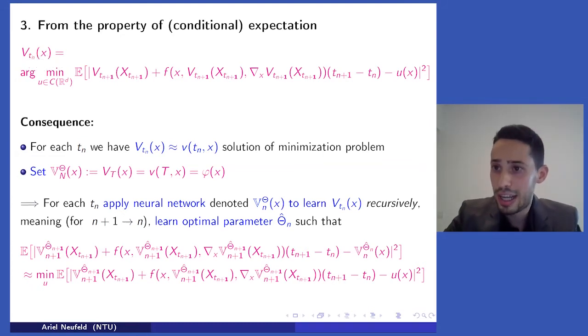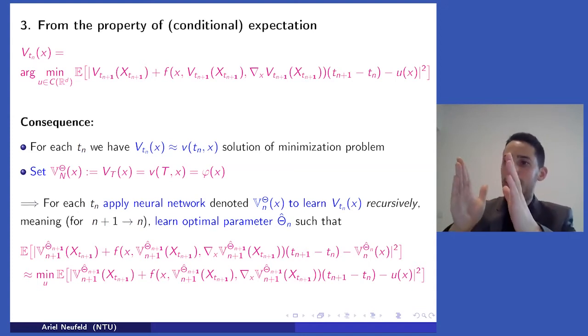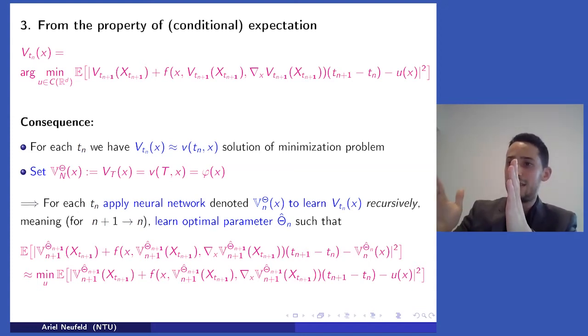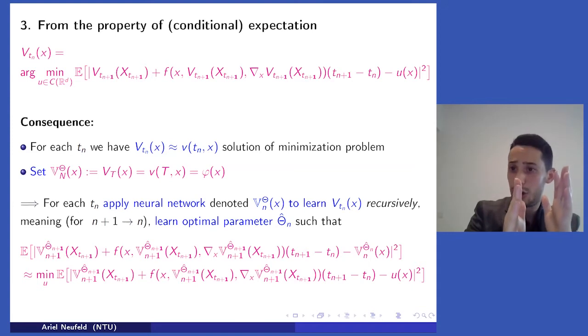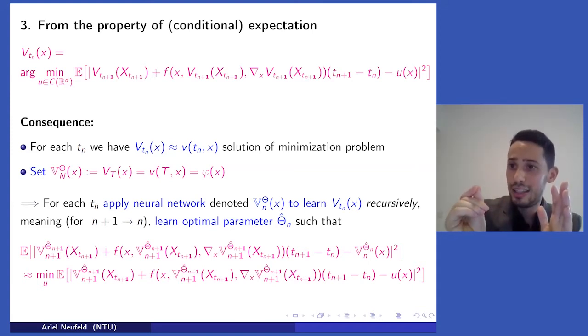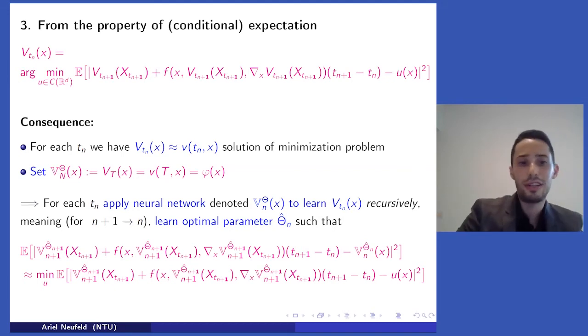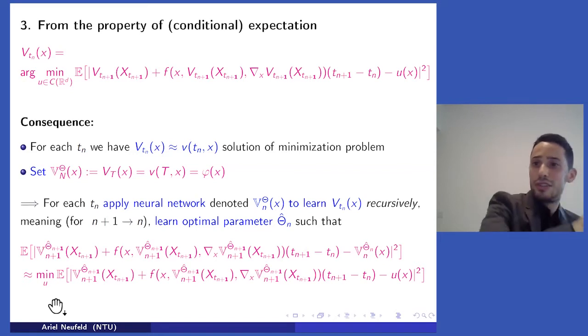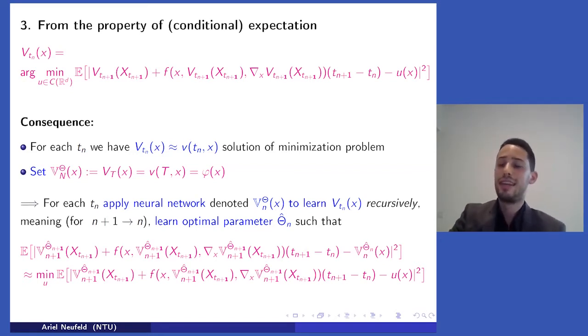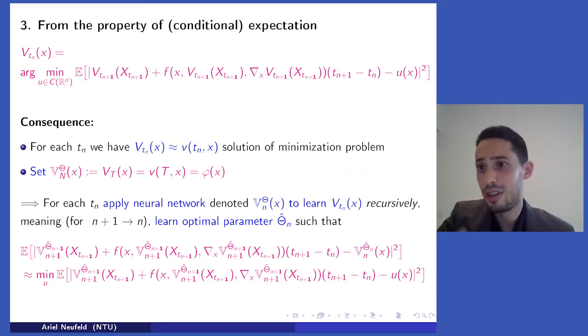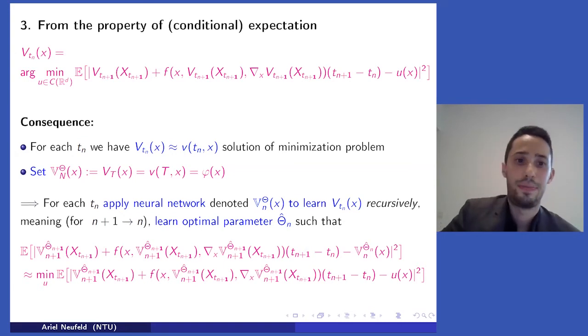You have trained your neural network to solve this, and then you go from the interval Tn plus 1 to Tn to the next one, the time interval Tn minus 1 to Tn. The value at Tn you have just trained before, and you use this value to train a new neural network, and you do this recursively n times till you reach time 0, which gives you a neural network which approximately gives you the value V(0, x).